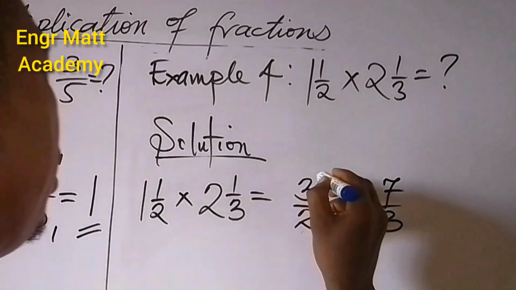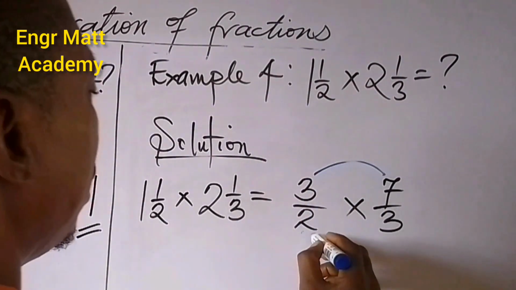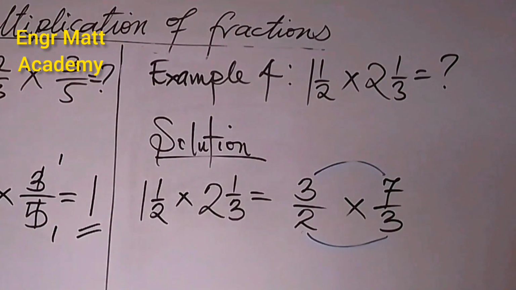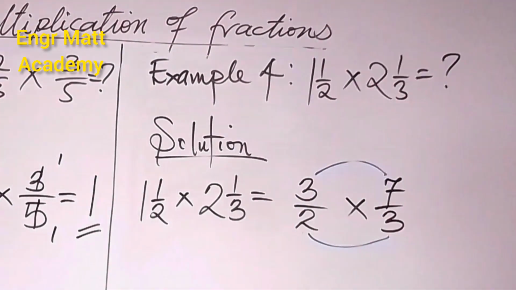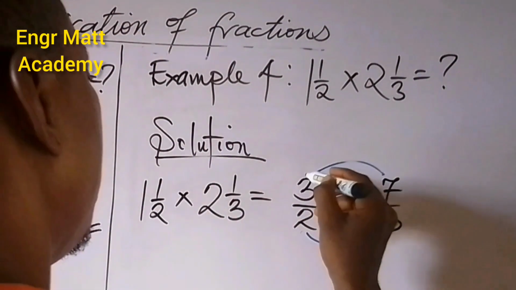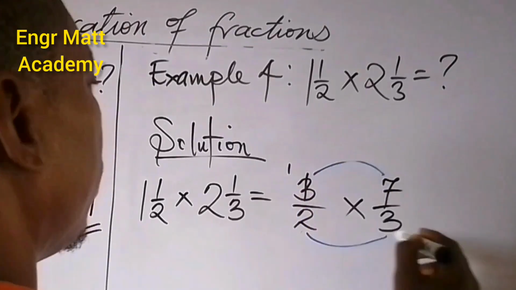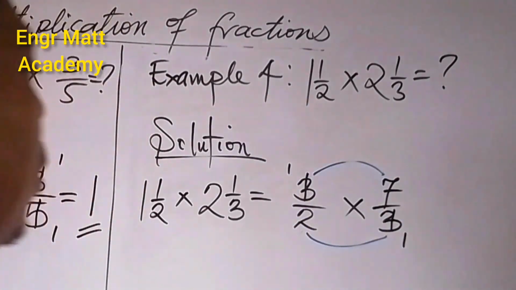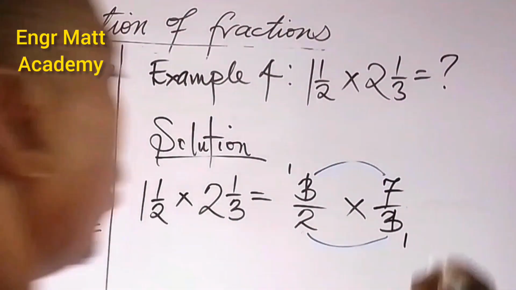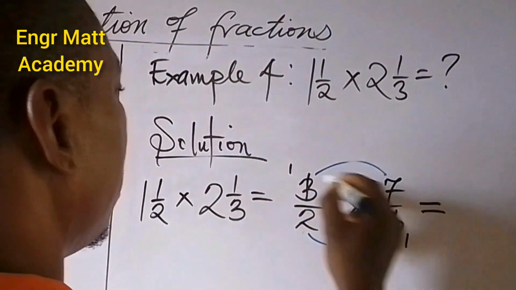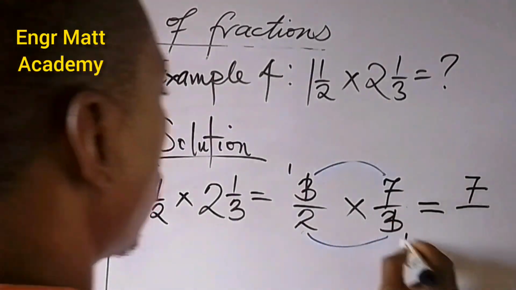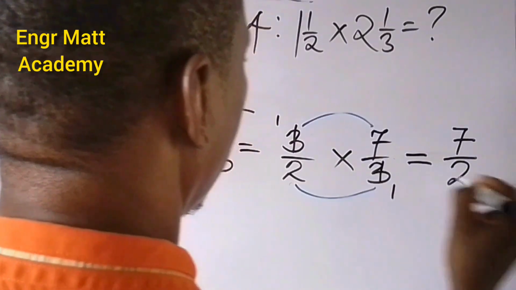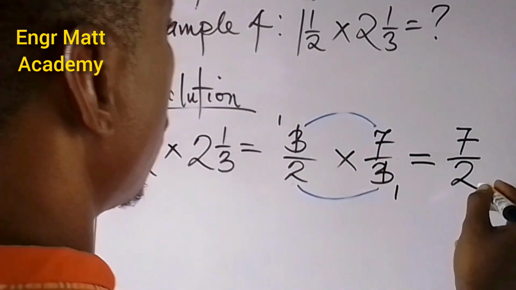We say 3 times 7 and 2 times 3, but always check if any number can cancel out. In this case, yes, 3 can cancel out. So we have 3 cancel 3, 3 cancel 3. So what do we have left? We have 1 times 7 over 2 times 1. 1 times 7 is 7, 2 times 1 is 2.